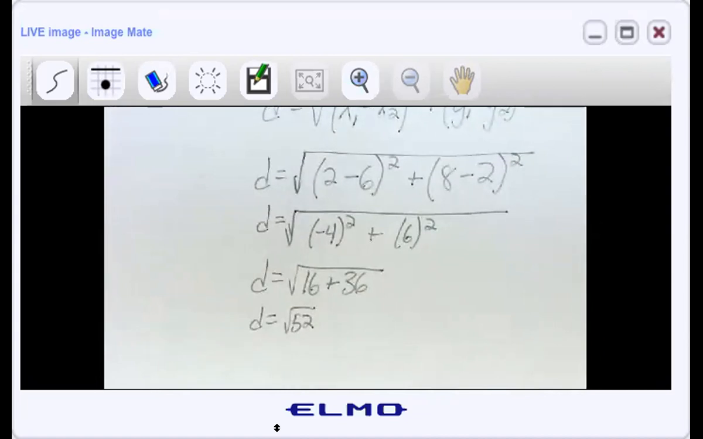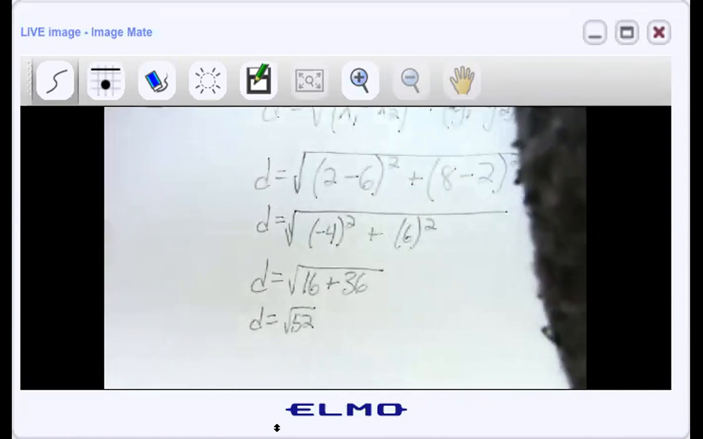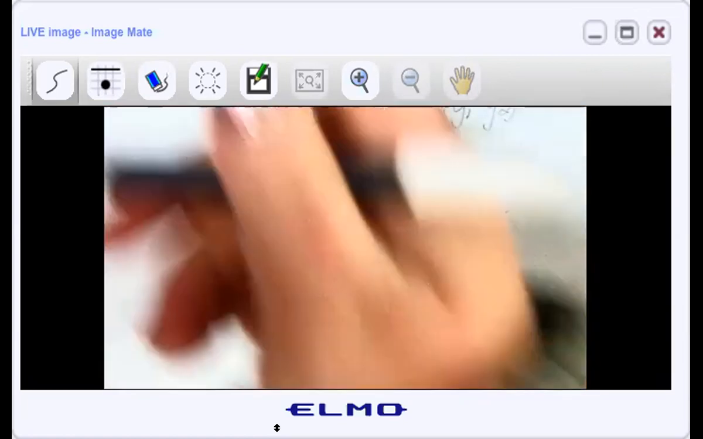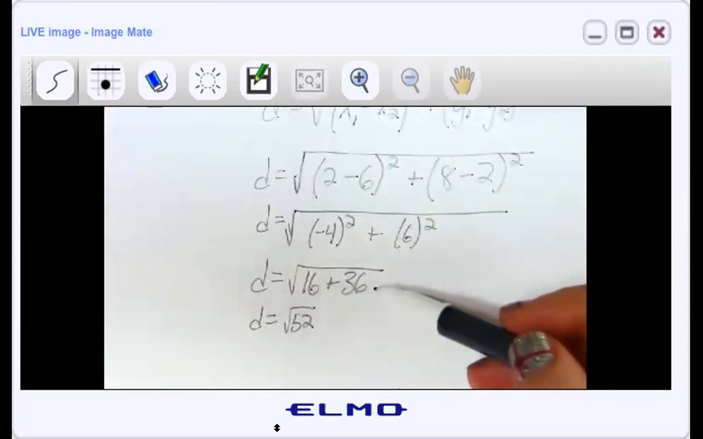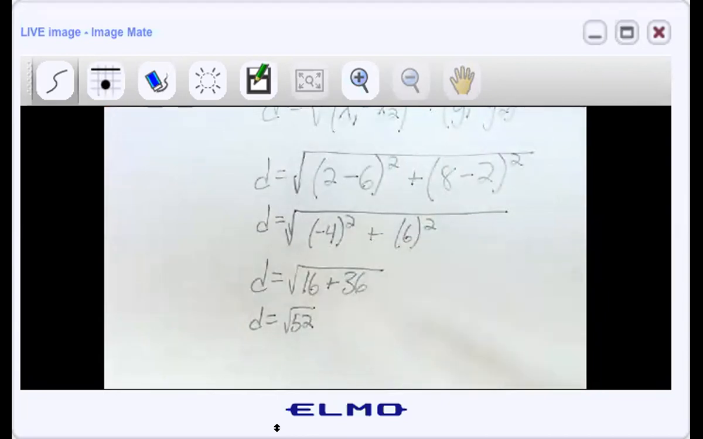52 is. Do not take the square root until the very, very last step. That is a common mistake. Kids like to do it right here because they're like, oh, I know the square root of 16 and I know the square root of 36. I'm just going to take the square root of both of them and then add it together. You can't do that. You're violating orders of operations.